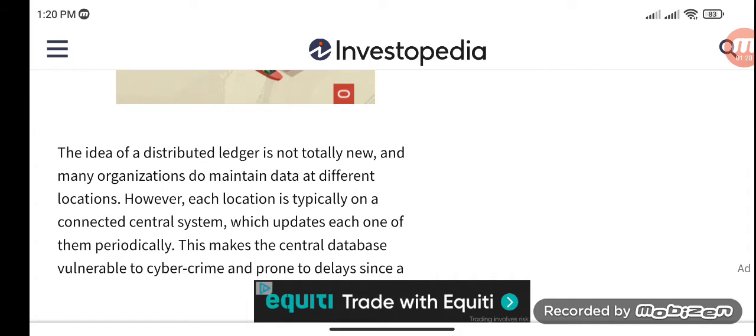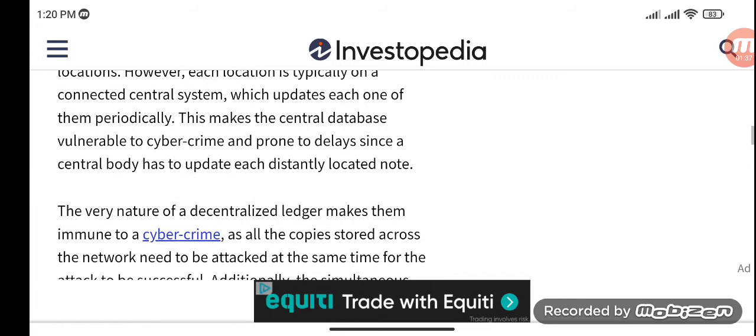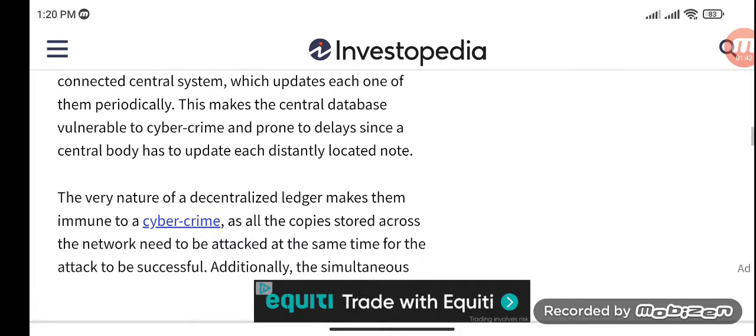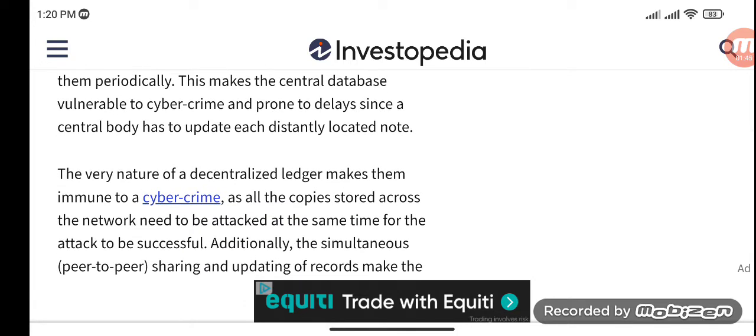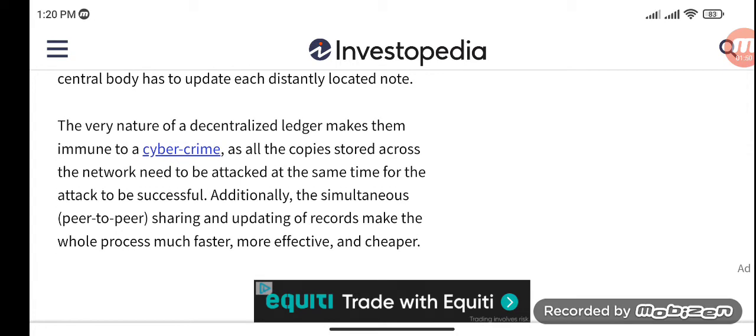The idea of a distributed ledger is not totally new, and many organizations do maintain data at different locations. However, each location is typically on a connected central system which updates each one of them periodically. This makes the central database vulnerable to cybercrime and prone to delays, since a central body has to update each distantly located node. The very nature of a decentralized ledger makes it immune to cybercrime, as all the copies stored across the network need to be attacked at the same time for the attack to be successful.